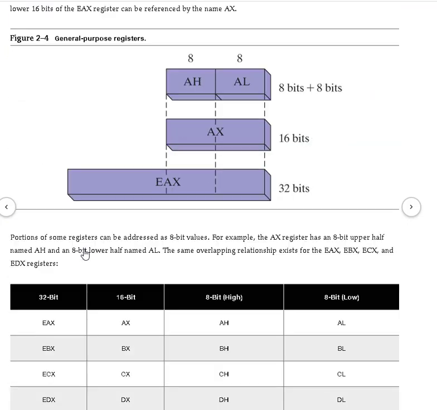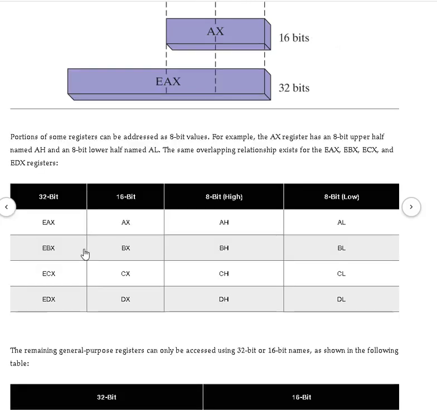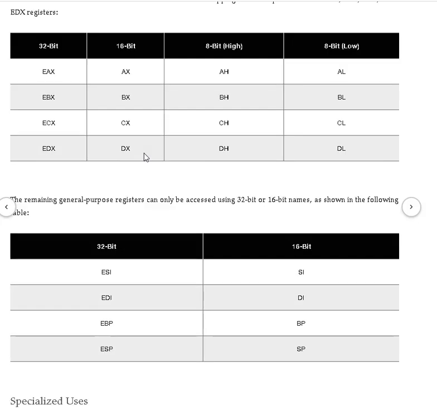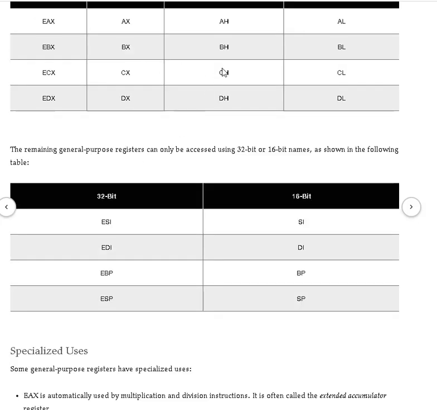As we come on down, this is still talking about dividing those registers up. Now the ones that we can't divide up this much, we can split them in half. So for instance, the ESI register, we can use just the lower 16 bits of it, and so on with these others.